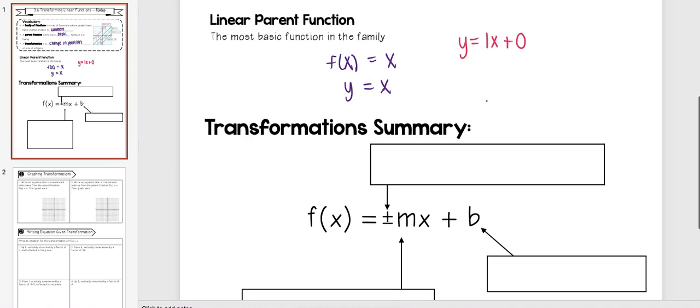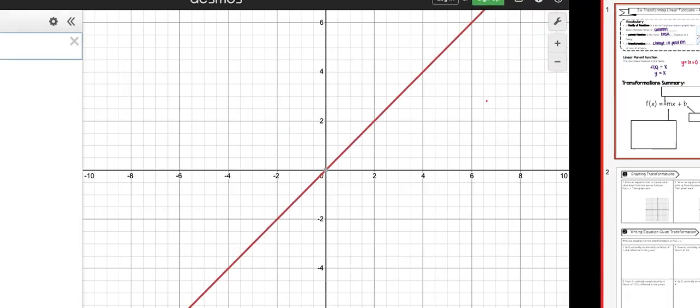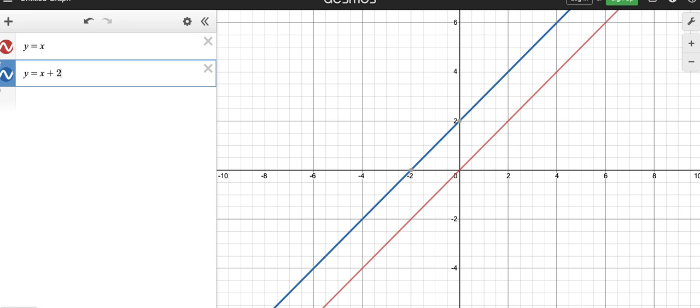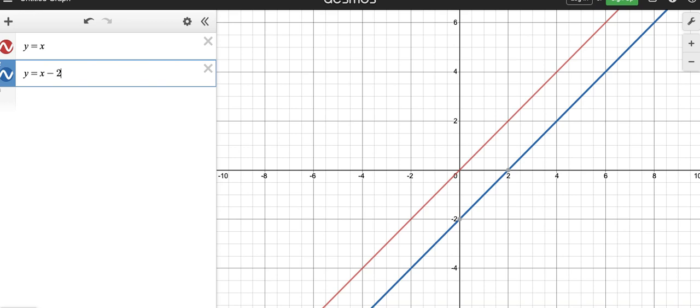So before we get into this transformation summary, I want to show you guys some transformations that we can see in Desmos. So here I have my parent function y equals x. And if I go ahead and add, let's say, 2 at the end of it, I see from my red parent function, it went up 2. Okay, now let's subtract 2. And I see that it went down 2.